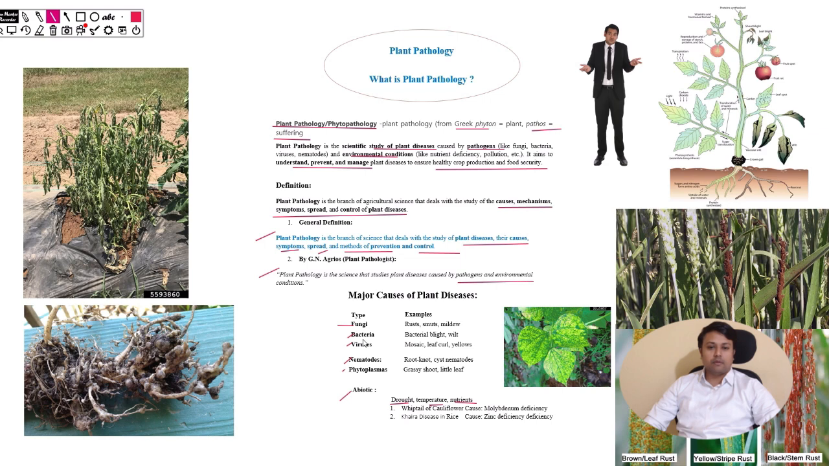These are the examples. Bacterial examples are blights and wilts. Viruses cause mosaic, leaf curls, yellow vein, etc. Nematodes cause root knot. Root knot you can see here, a root knot nematode. Wilt you can see here. And mosaic you can see here. And rust you can see on the leaves. And this is a smut in wheat. Okay, next.